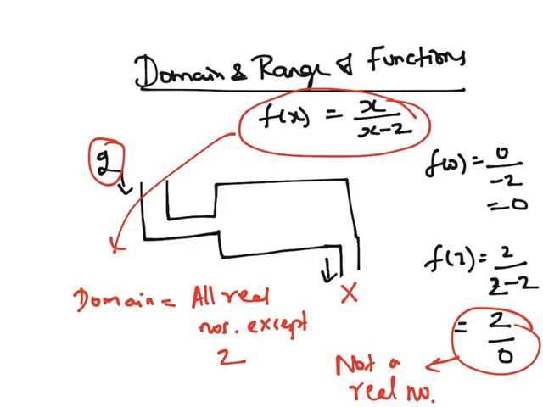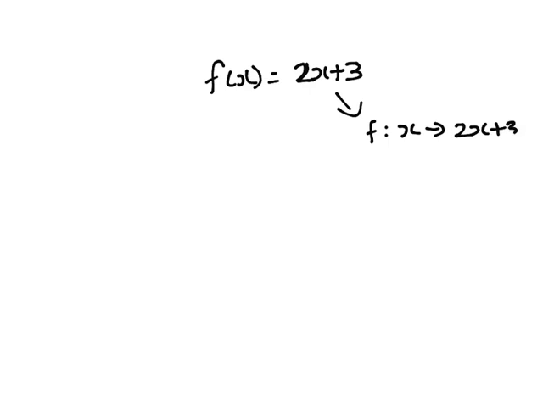So let us see more examples. I'm going to start with polynomial functions first. So let me take f of x equal to, let's say, 2x plus 3. Okay, so the input is x and the output is 2x plus 3. I can also write it as f colon x arrow 2x plus 3. Okay, so this is a linear function. I hope you know what a linear function is, right?